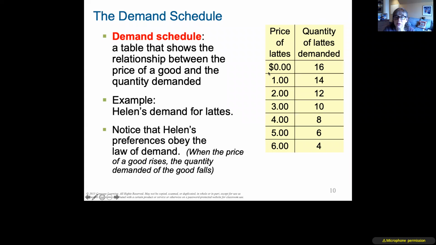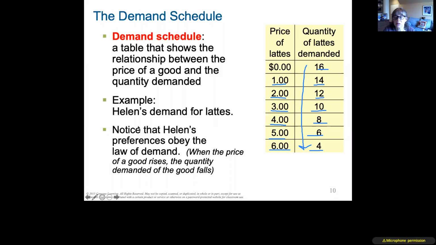So for Helen, if the price is 0, she's going to buy 16 lattes. If the price is $1, she's going to buy 14 lattes. If the price is $2, she's going to buy 12 lattes. If the price is $3, she's going to buy 10 lattes. If the price is $4, she's going to buy 8. And if the price is $5, she's going to buy 6. And if the price is $6, she's going to buy 4. As the price went up, her quantity demanded went down. Correct?